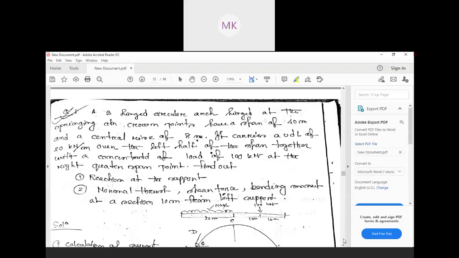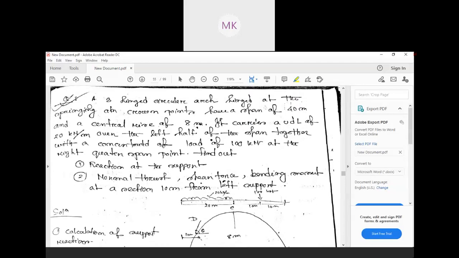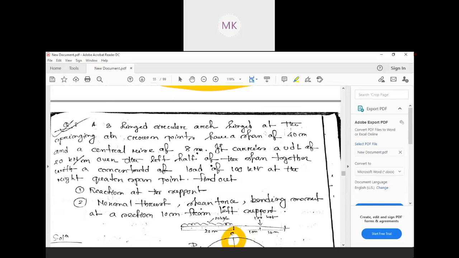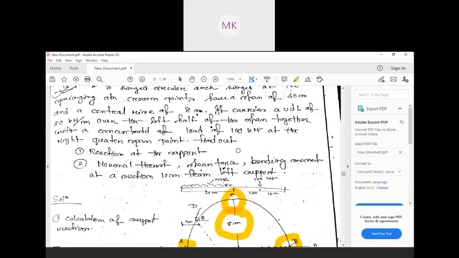Okay, so let's go one step at a time. First, as per the question, a 3-hinge circular arc hinged at the springing and crown points has a span of 40 meters. So here you see the 3-hinge arc has point 1, point 2, and point 3: springing, crown, and springing. This is your crown. Span of 40 meter, this 40 meter span is given. And a central rise of 8 meter, this 8 meter is given. This is the rise H, which we already discussed.